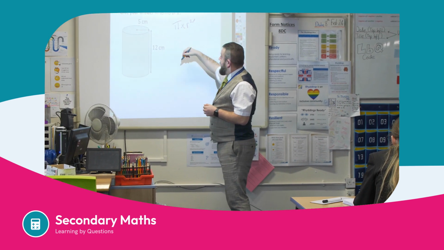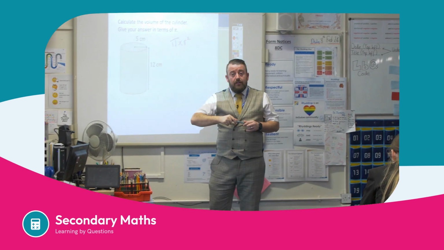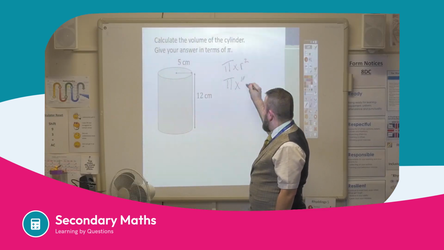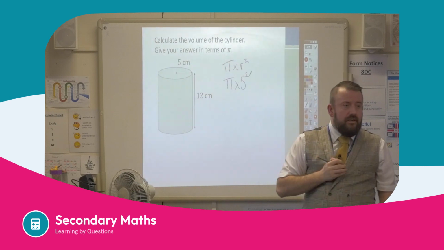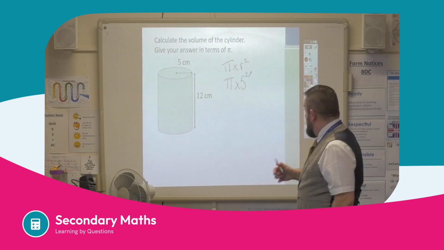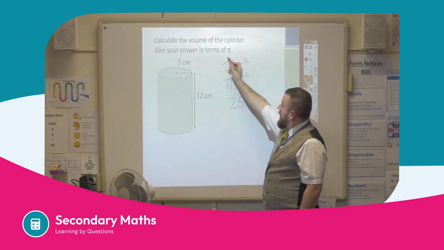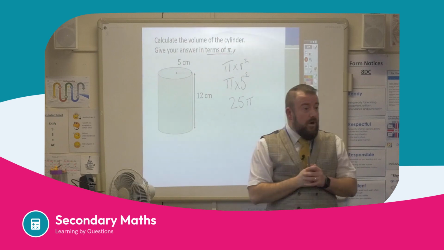So pi times radius squared, in this case, what's the radius? 5. So pi times by 5 squared. Who can tell me Mahid, what is 5 squared? 25. So I've squared it, 25 pi, because it wants it in terms of pi. And then, as Libby said, I'm going to times it by the what?